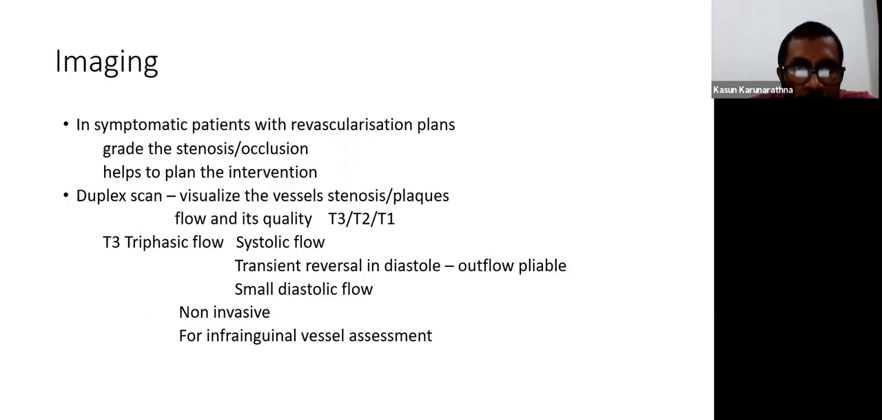Occlusive artery disease is a clinical diagnosis, right? If you plan interventions in occlusive artery disease, peripheral vascular disease patients, then you should do the imaging. In symptomatic patients with revascularization plans, you do the imaging to grade the stenosis and it helps to plan the intervention. Initial screening imaging is the artery duplex scan to visualize the vessel stenosis and plaques. And according to level of stenosis, flow will be triphasic, biphasic, or monophasic, right? You should assess the inflow and outflow as well.